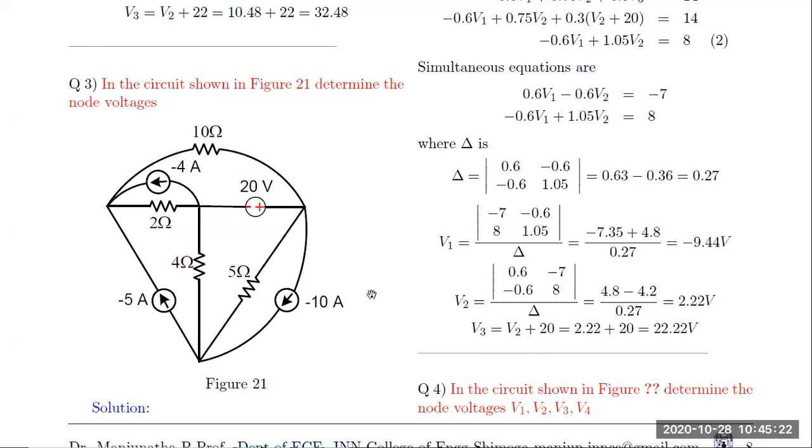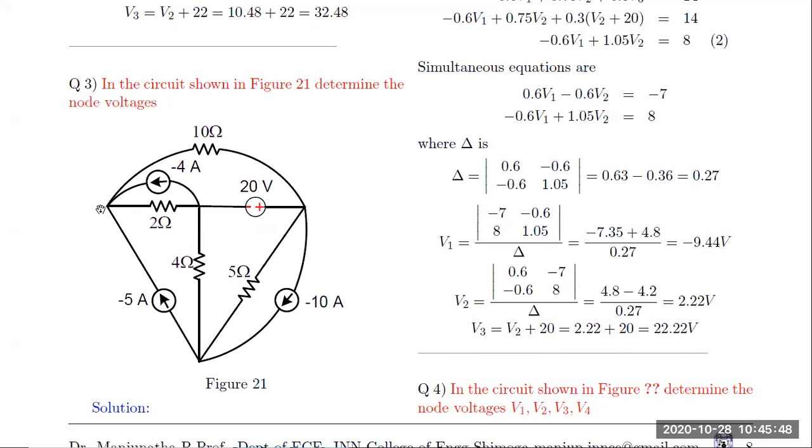Next, where is the voltage source? Between which two nodes is the voltage source? Between V2 and V3 there is a voltage source, and V1, as usual, has nothing. Can anybody tell me the equation for node 1?